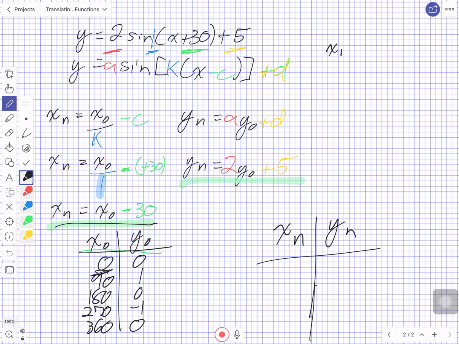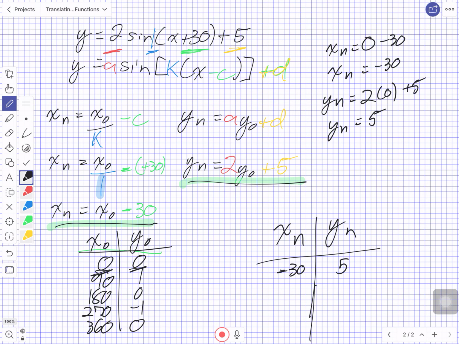So our new x value is equal to the old x value, which was 0. Okay, so I'm taking 0, and we're subtracting 30. Okay, so the new x value is -30. Great. So our very first point is -30. And now we're going to do the same thing with the y value and plug it into this equation. So our new y value is equal to 2 times 0 plus 5. Well, 2 times 0 is 0. 0 plus 5 is 5. So our new y value is 5.